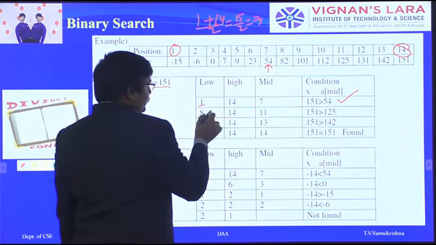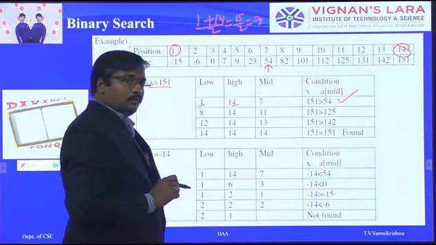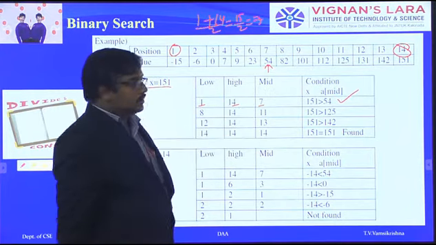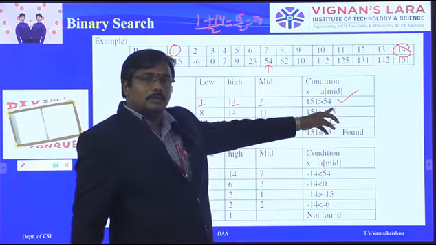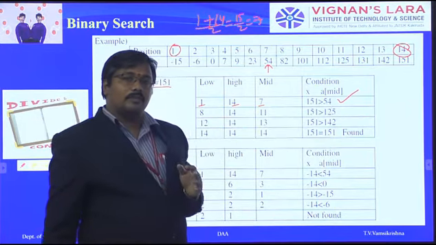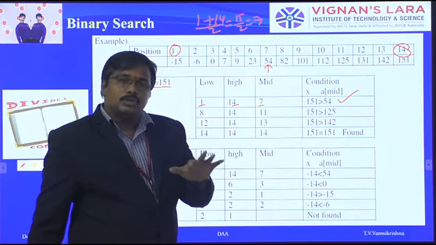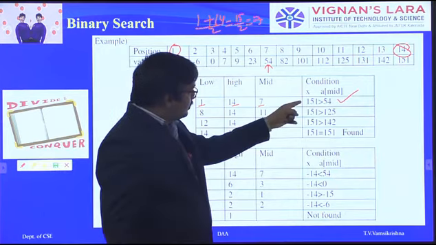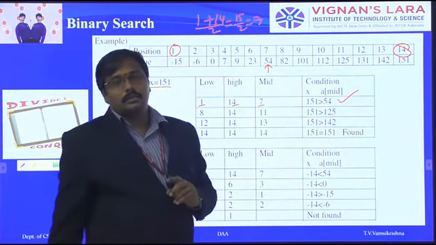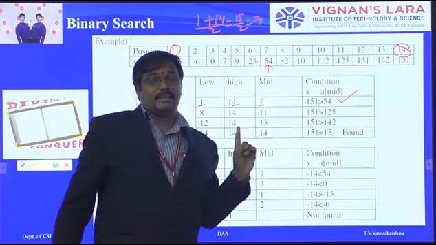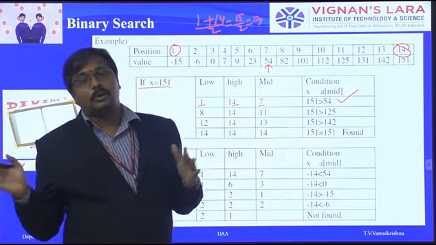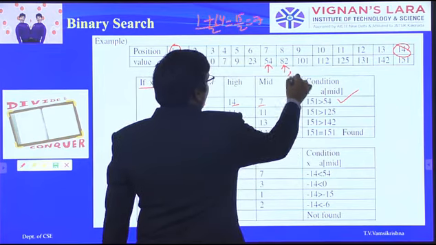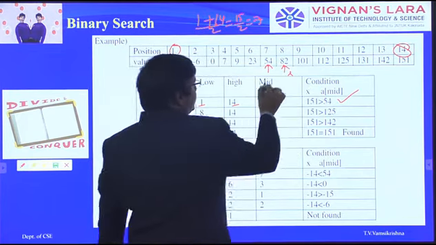The lowest index is 1 and the highest is 14. We add them and get the mid. The mid position element is 54. So we identify that 151 is not in the mid position, and we need to go for either the left half or the right half. Here the condition clearly says we need to go for the right half. So the low pointer is moved, and for the next case the low points to 8. This is our array.